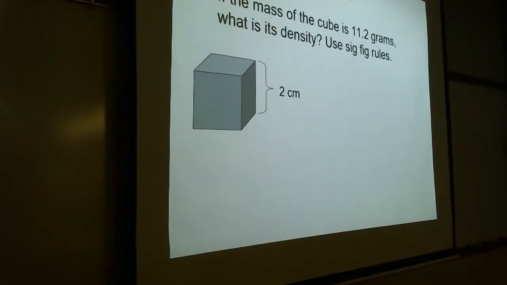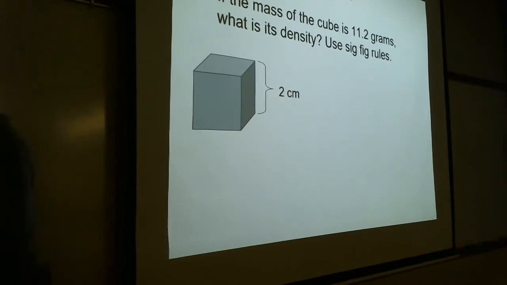All right, so you do this one. If the mass of the cube is 11.2 grams, what is the density? Include units and sig fig rules. I'll pause the video.